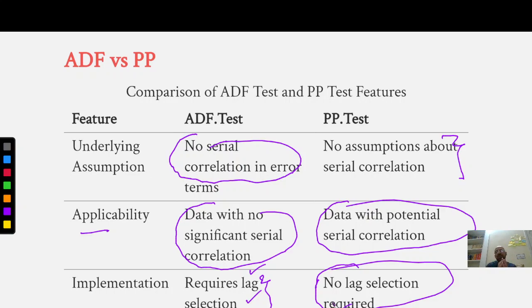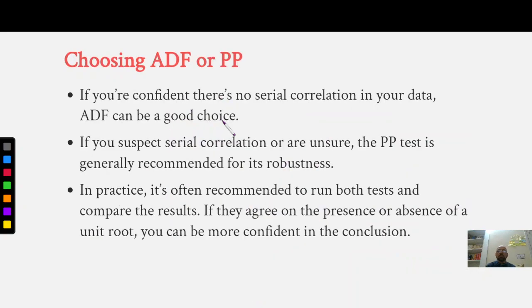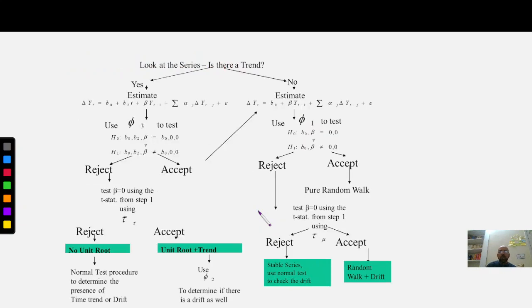So if you think there is an issue of serial correlation that is not going to be addressed, then in my opinion, go for the Phillips-Perron test. And if you think that there is no issue of serial correlation, you may go for this one, or you should apply both, and then you can better judge. So in this case, I have already mentioned, if both agree that there is a unit root, obviously there seems to be a unit root.